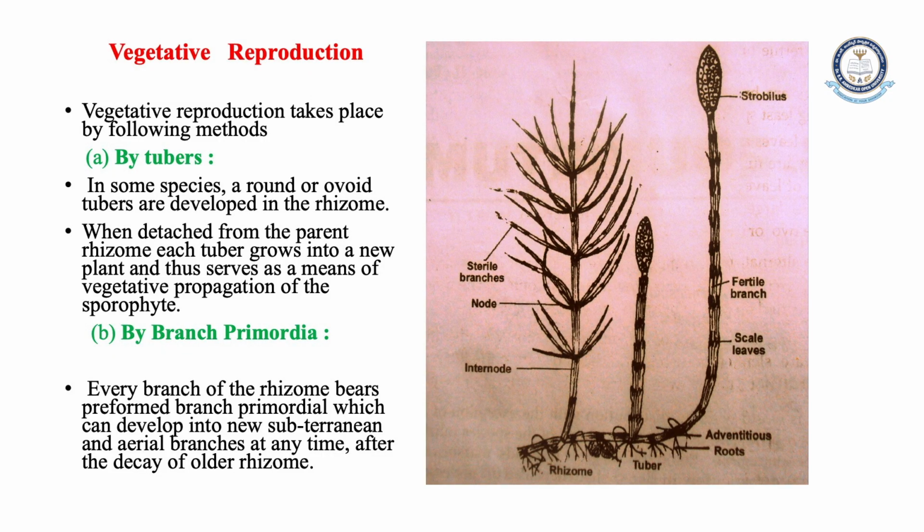So coming to reproduction. Reproduction takes place by vegetative and asexual means. Vegetative reproduction is by tubers and branch primordia. Here and there the rhizome contains tubers. When they detach from the rhizome, they automatically develop into a new plant. The branch primordia, that means the tip of the branch, when detached from the plant, also develop into a new plant.